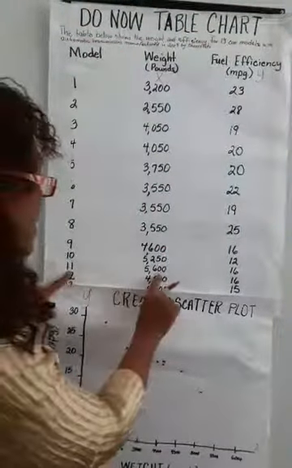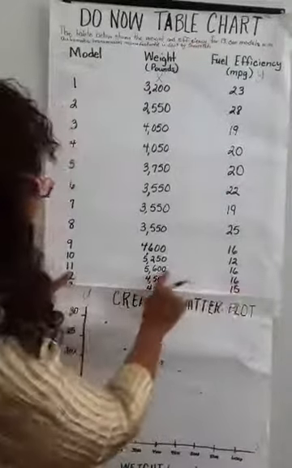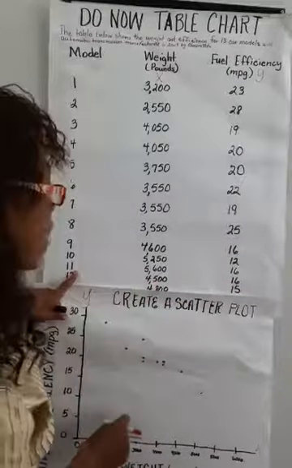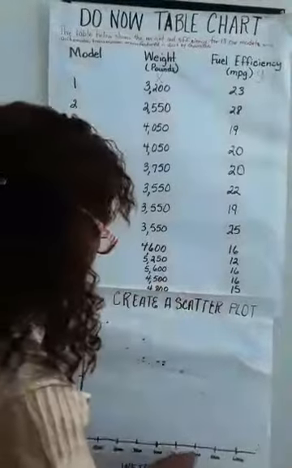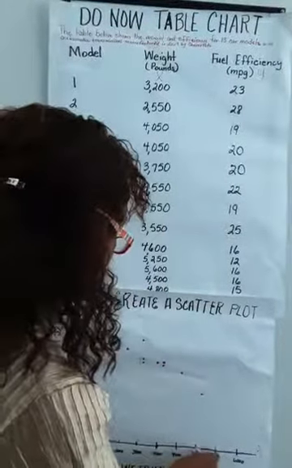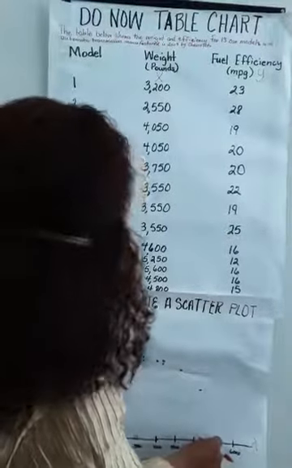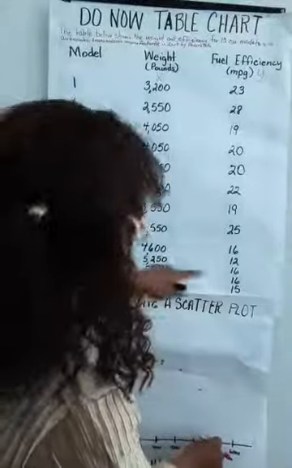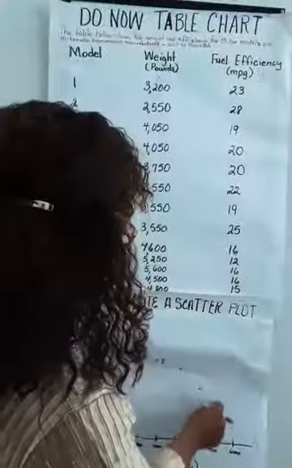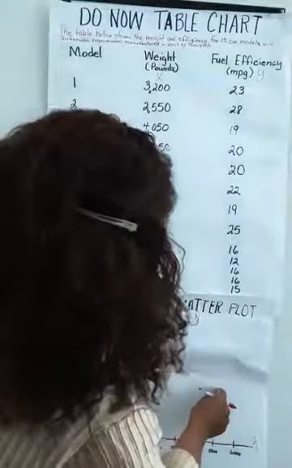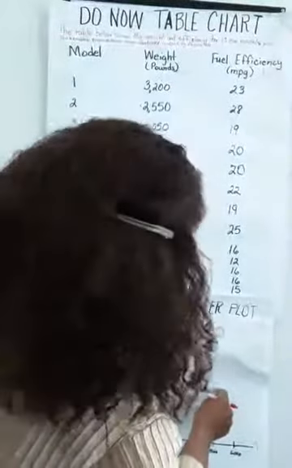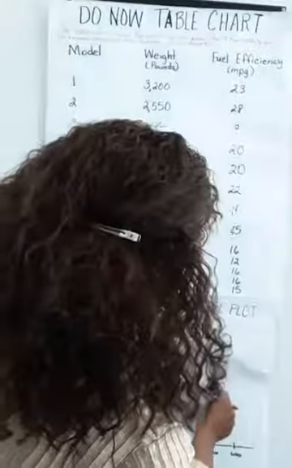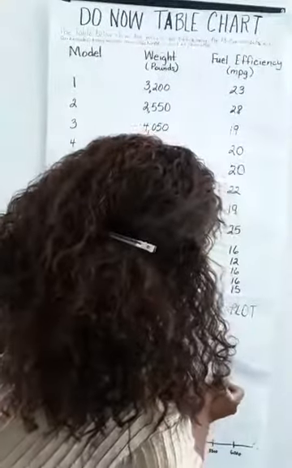And 11, 5,600, 16 miles. 5,600, 5,500, 5,600, somewhere right here. I can go 16 miles. I can run about 16 miles. I can get about 16 miles per gallon on this car.